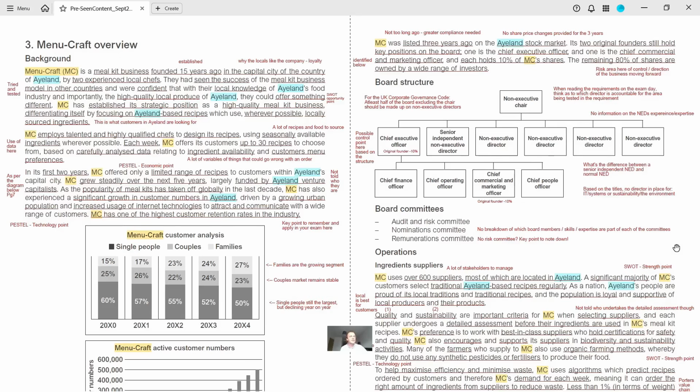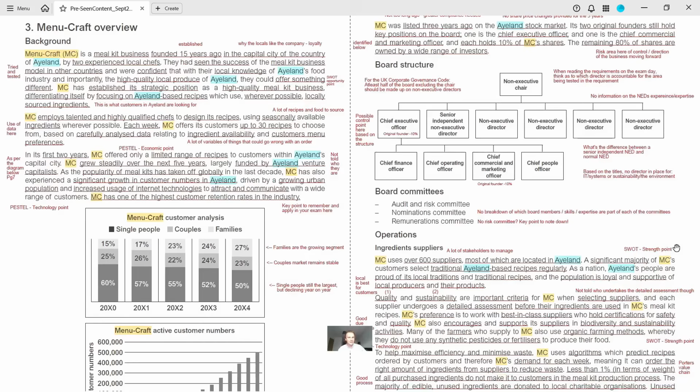As the popularity of meal kits has taken off globally in the last decade, MenuCraft has also experienced a significant growth in customer numbers in Ireland, driven by a growing urban population and increased usage of internet technologies to attract and communicate with a wide range of customers, so that MenuCraft, as you can see, has one of the highest customer retention rates in the industry.